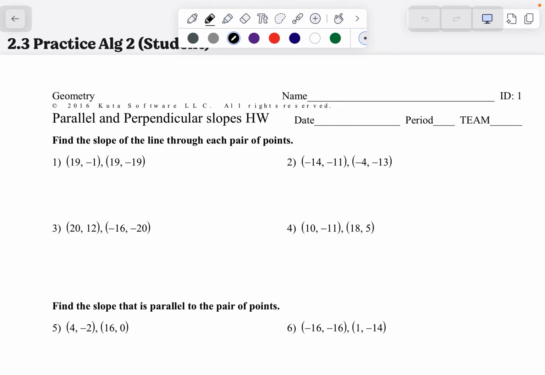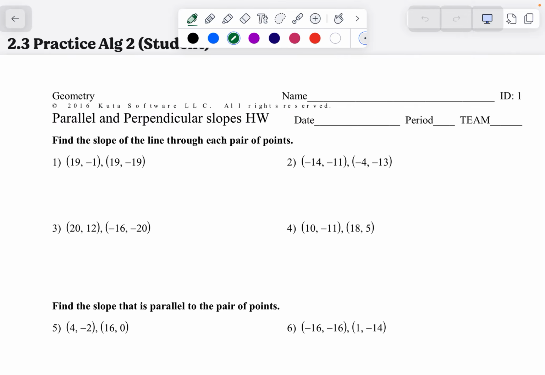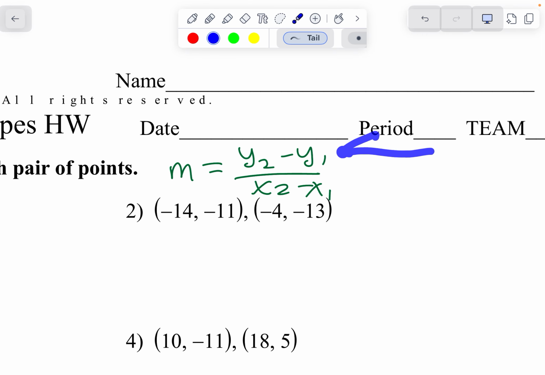Okay, so these first 4 problems are all asking the same thing. It says, find the slope of the line through each pair of points. So the formula that you want to use for 1 through 4 is y2 minus y1 over x2 minus x1. Now remember, if your top is 0, that means that your slope is 0 and you have found that it's horizontal. If your bottom ends up being 0, remember, you just write undefined.